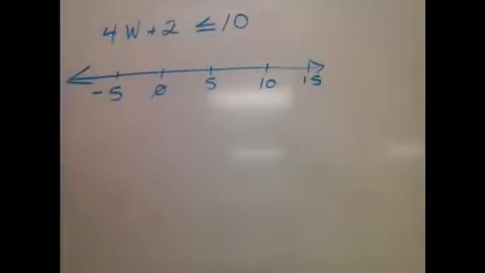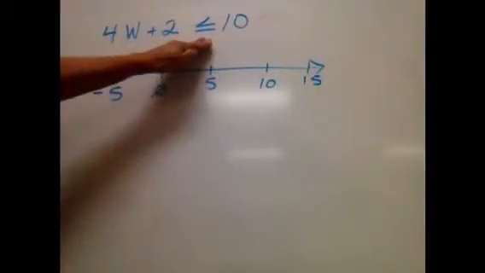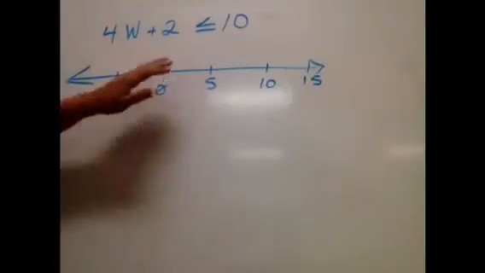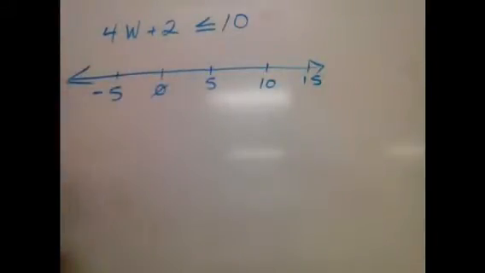Let's talk about two-step equations with inequalities. An inequality is when we have something that is not exactly equal to something. It could be a whole range of numbers. Here we have a problem: 4w + 2 ≤ 10.